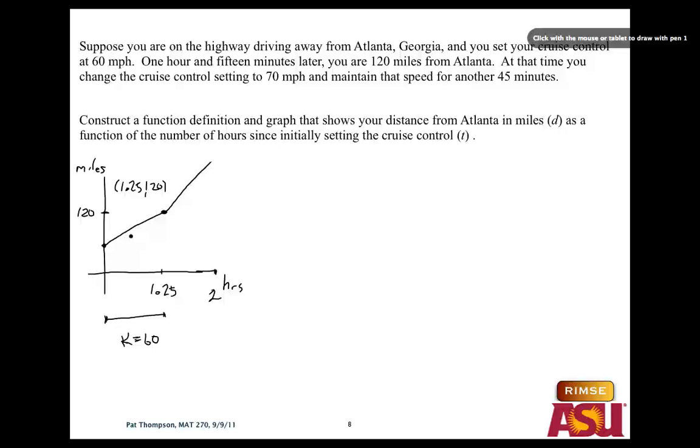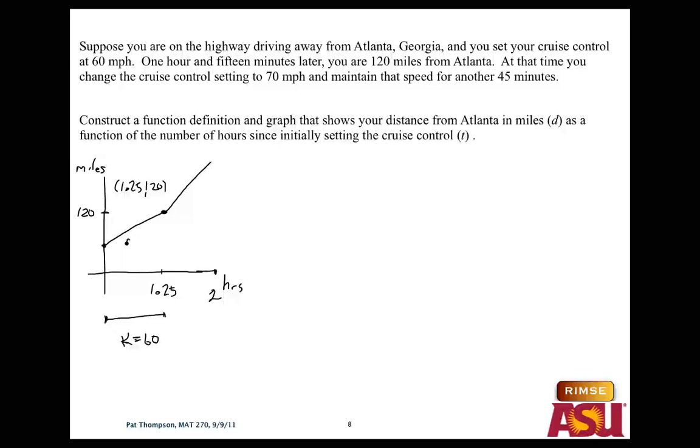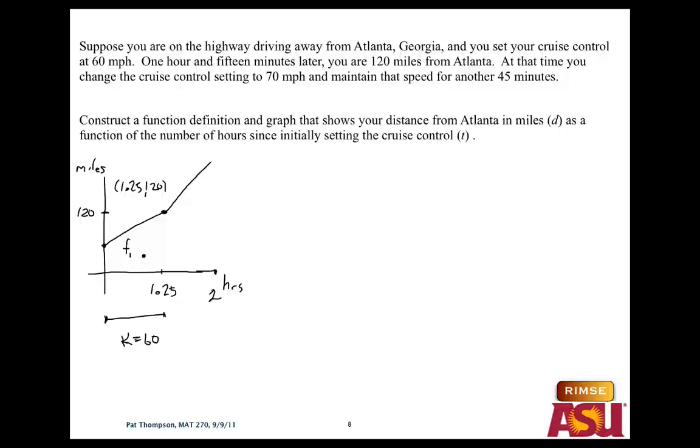Cool. So we've got two linear functions to come up with. We can call this one F1, and we can call this one F2. Can you use point slope form, the form we just summarized on the past slide, to write F1 and F2? See if you can do it.